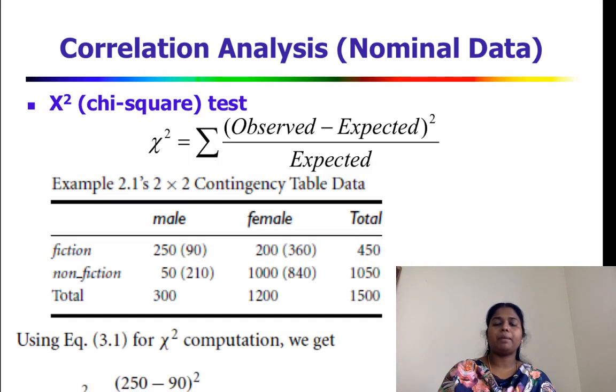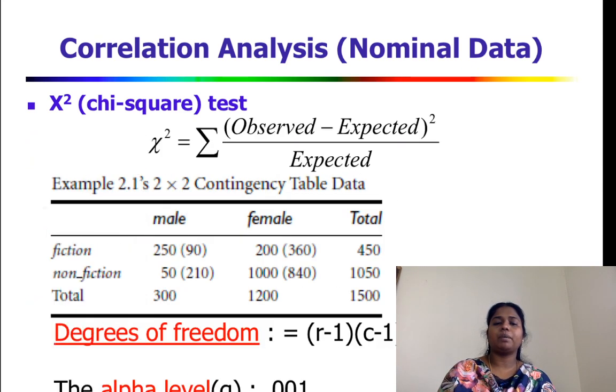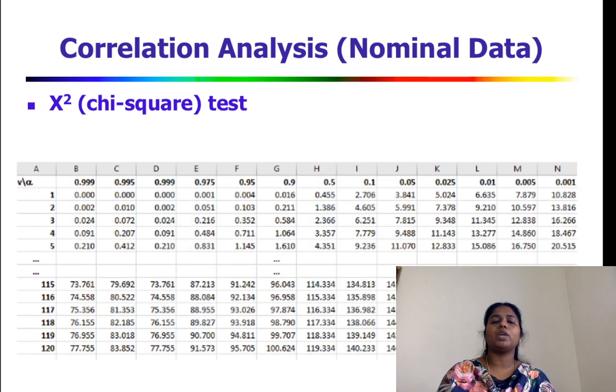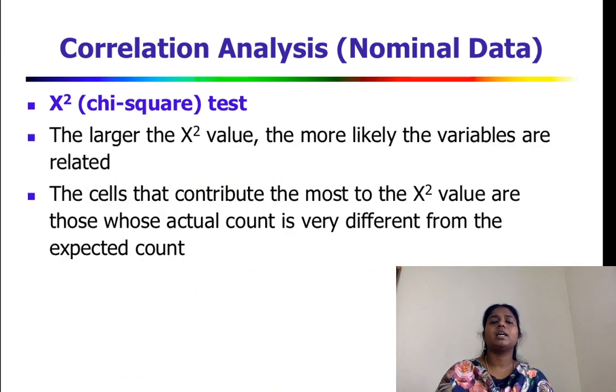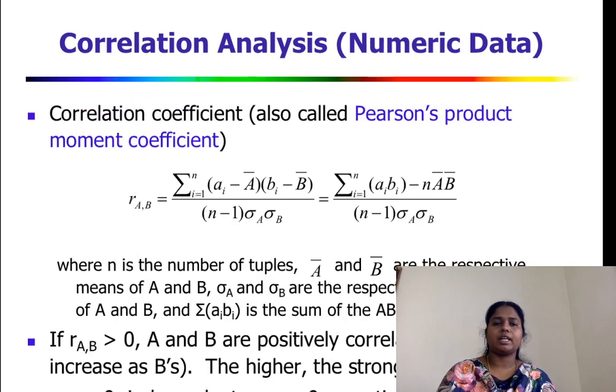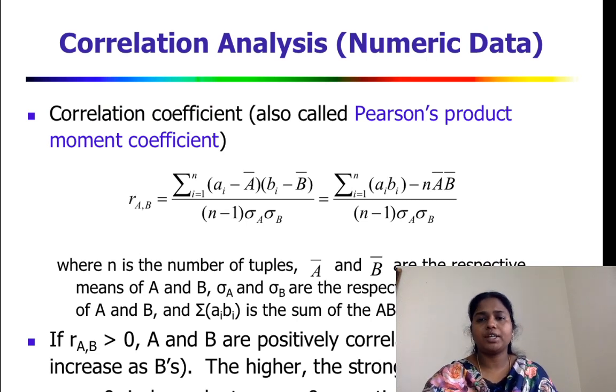So here is an example program of calculating chi-square. You might have already calculated the chi-square value before, and you compare it with the degrees of freedom and alpha, and look into the chi-square table to find out the significance level. The larger the chi-square value, the more they are related, and if it is less, they are related less. And another form of correlation analysis is called the Pearson coefficient.